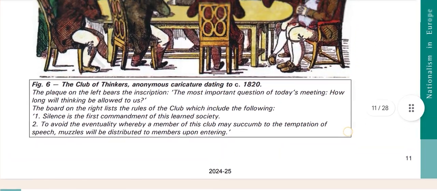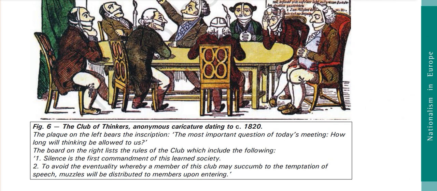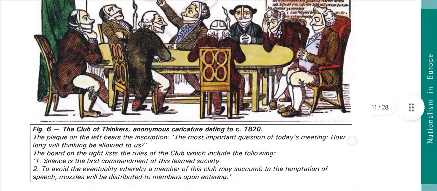Here you can see an image which includes a club of thinkers in which the board on the right lists the rules of the club, which include: silence is the first commandment of the learned society. To avoid the eventuality whereby a member of this club may succumb to the temptation of speech, muzzles will be distributed to members upon entering.